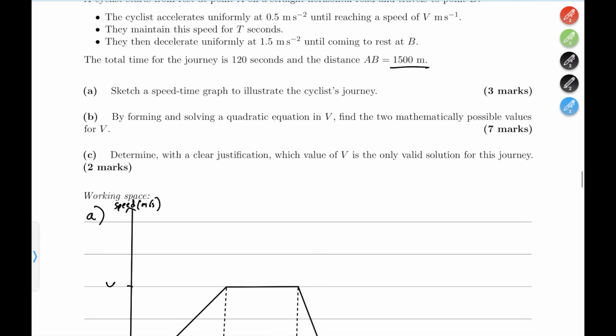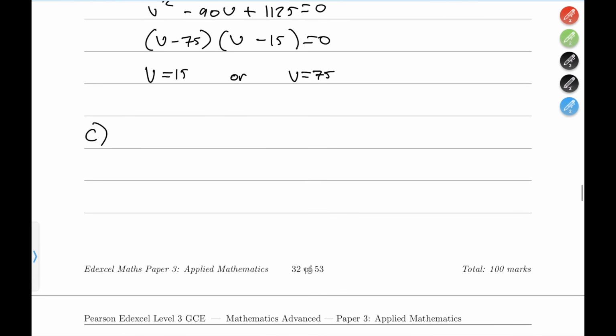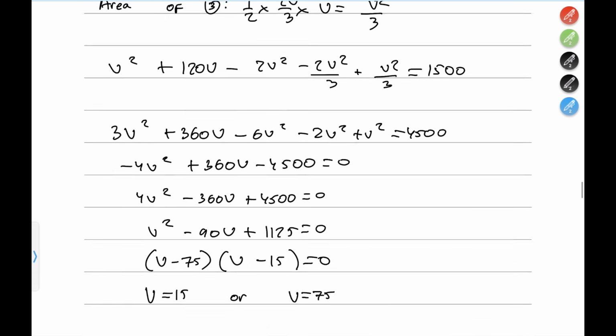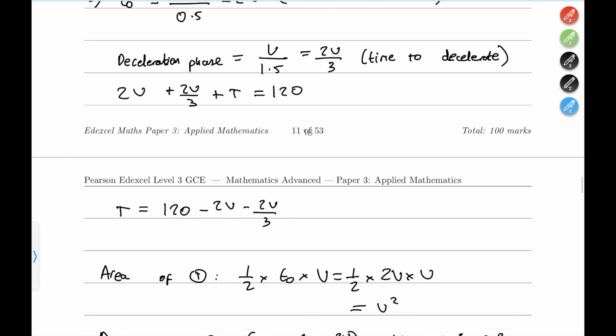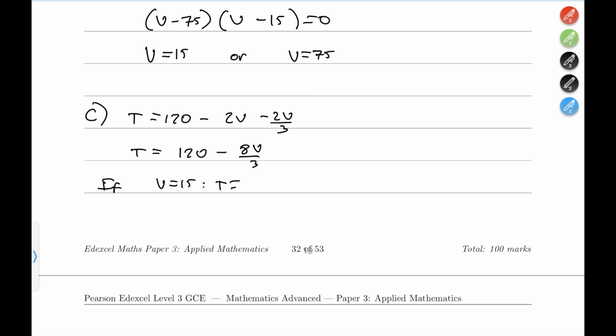Now for part C, it's asking us to determine with a clear justification which value of v is the only valid solution for this journey. So we are going to use the expression for t. Okay, t equals 120 minus 2v minus 2v over 3. So t is equal to 120 minus 8v over 3. If v equals 15, t is equal to 120 minus 8 times 15 over 3, which is equal to 80.